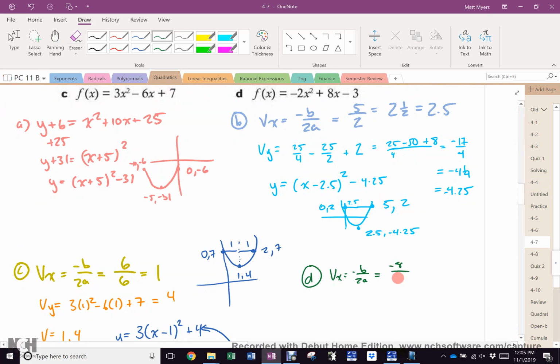Negative 8 over negative 4, which is 2. So Vy is what? Negative 2 times what? 2 squared plus 8 times 2 minus 3. So what's Vy? Five. So now I can just go ahead and put it in slope-intercept form, can't I?